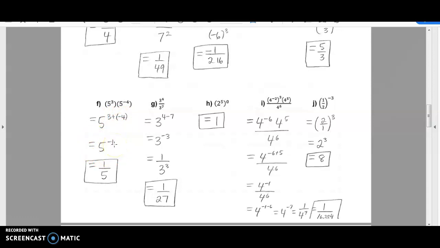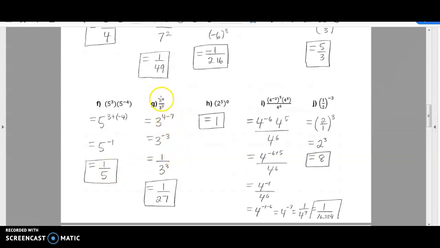And the last thing to do here is we want to make that negative 1 into a positive and evaluate this. To make that negative 1 into a positive exponent, we take 5 and flip it to 1 over 5. So this becomes 1 over 5 to the power of positive 1. Again, we don't need to write the positive 1 because it doesn't change anything.